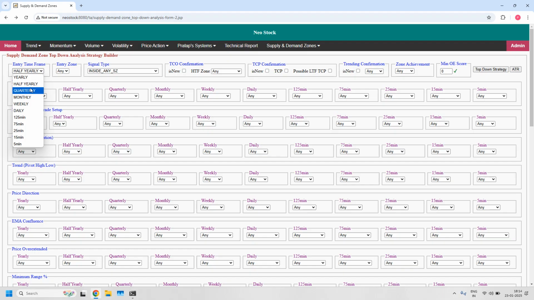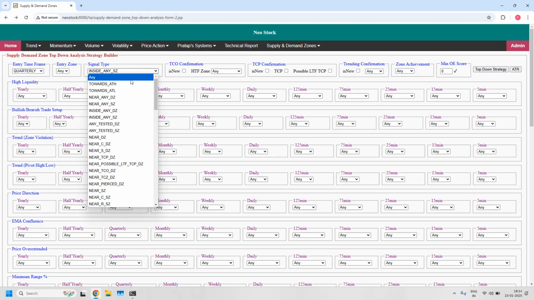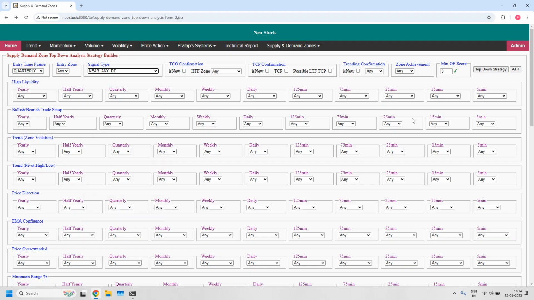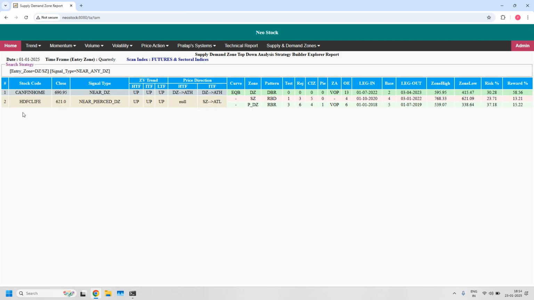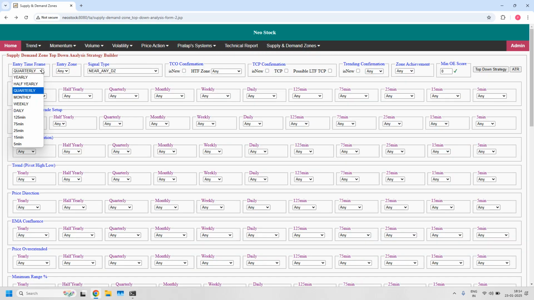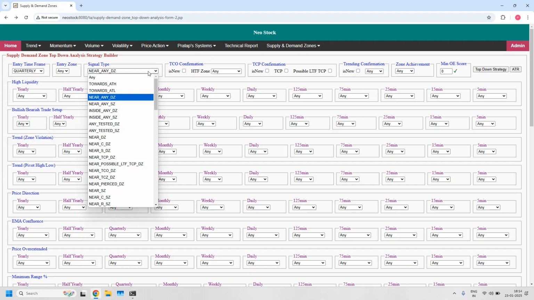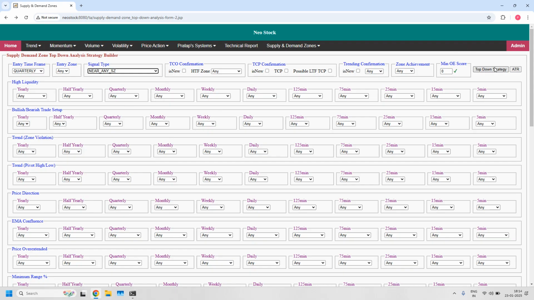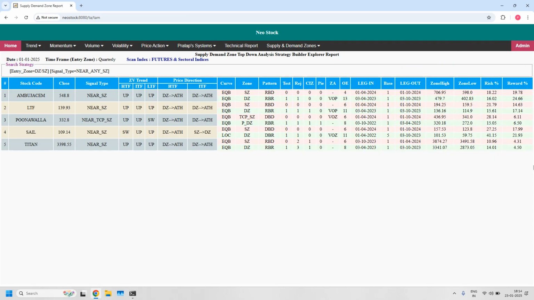Next time frame is quarterly. Stocks near quarterly demand zone. 2 stocks are filtered. Next, quarterly time frame. Stocks near quarterly supply zone. 5 stocks are filtered.